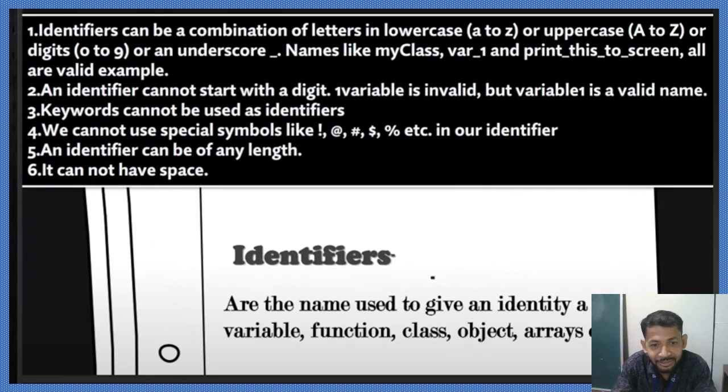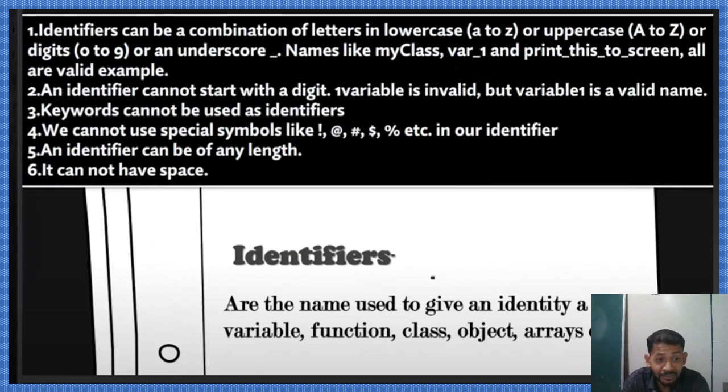Identifiers can be a combination of letters in lowercase a to z or uppercase A to Z. You can use both. Digits 0 to 9 or an underscore. So names like my class, you can use var underscore 1 or print underscore this underscore 2 underscore screen. You can use letters, numbers, and underscores. These are the valid examples.